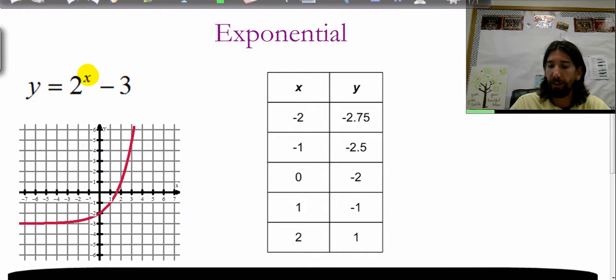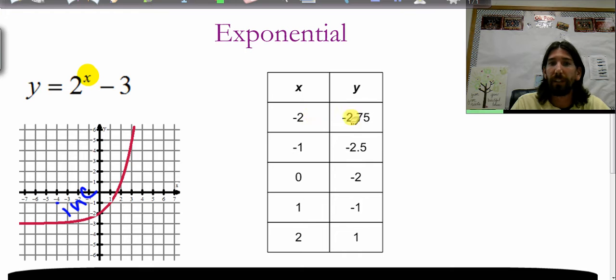Now when we look at the graph, there's a couple things we notice about the graph. It always has a somewhat flat looking part. It's not actually flat, but it appears to be flat. But this one is always increasing. Exponentials will always increase or always decrease, but they'll never do both. And they always have a part that looks flat, but really it's just growing very, very little.